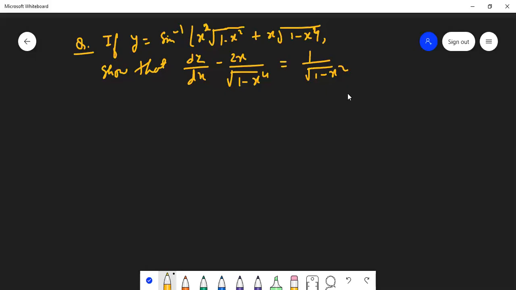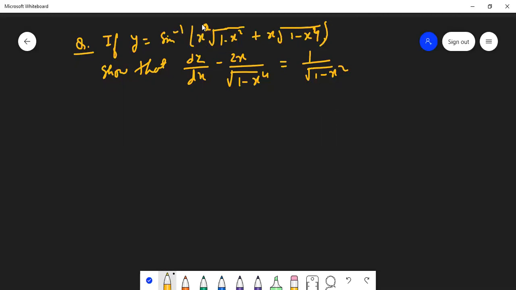The question is, if y is equal to sine inverse of (x squared times the square root of 1 minus x squared, plus x times the square root of 1 minus x to the power 4), then show that dy/dx equals something. So what we can see in this question is that there is a sine formula here. It is in sine inverse outside. Can I get some sine function inside? So that is the idea.